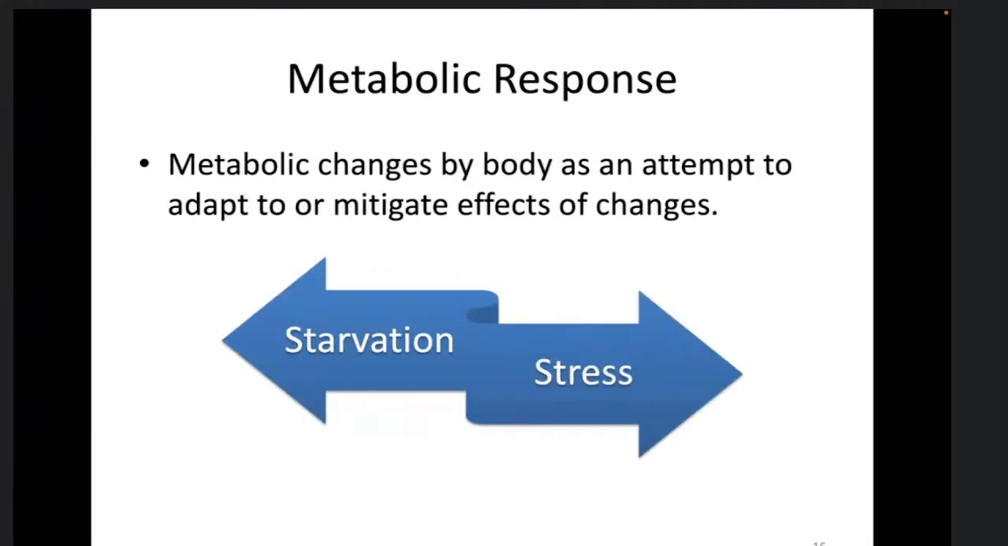Okay, next is in terms of metabolic response in critically ill patients. So there are two conditions. One is starvation, the other one is stress lah. Okay, this condition occurs because our body needs to adjust or adapt to the effects of the changes lah.